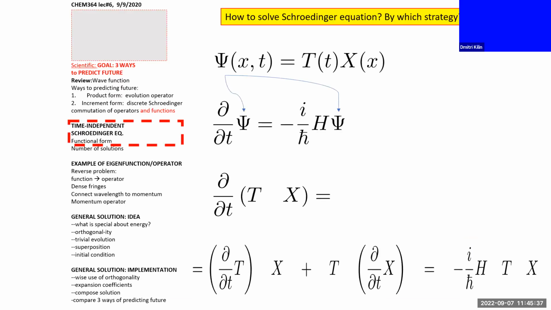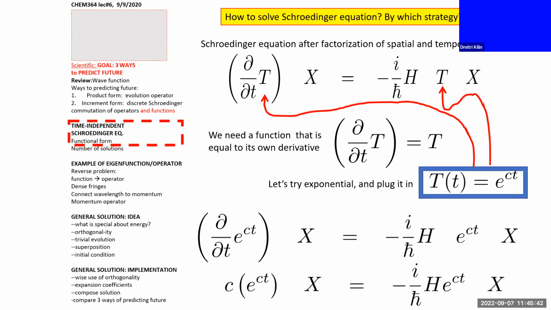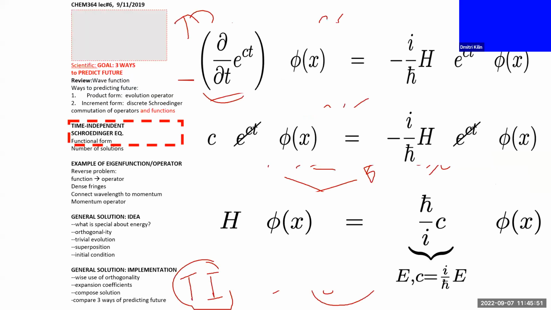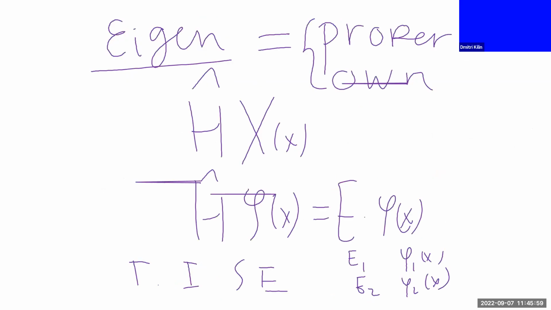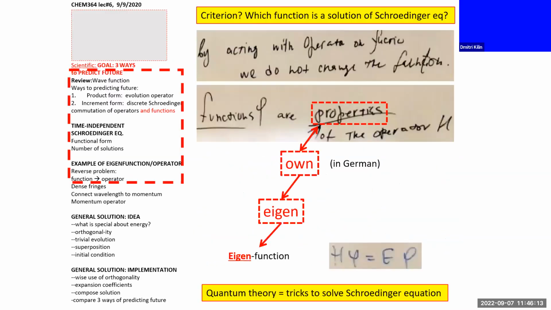Okay, so here is the little exercise that we did on the blackboard, the separation of variables, right? And if you plug in the time-dependent part as an exponential, we cancel this time after taking the derivative, and we arrive at the time-independent Schrödinger equation where the unknown coefficient is the energy. So the time-independent Schrödinger equation has multiple solutions as equations, as functions, as numbers. Eigenfunctions. Eigen means own, proper in German.